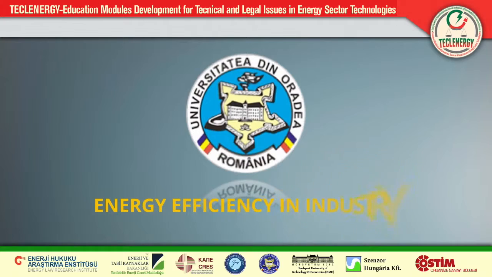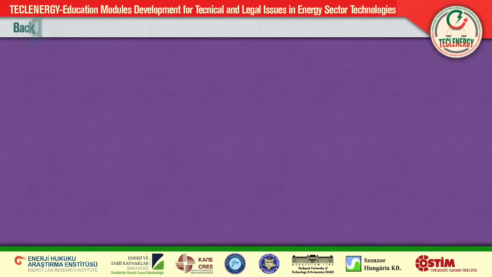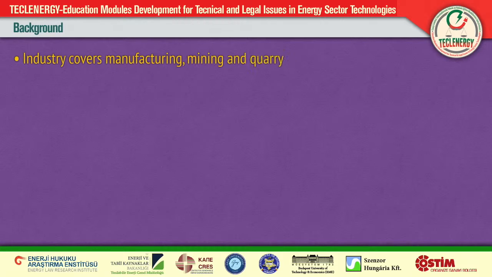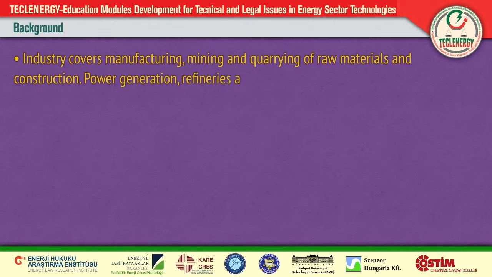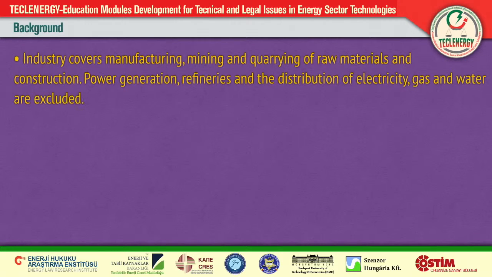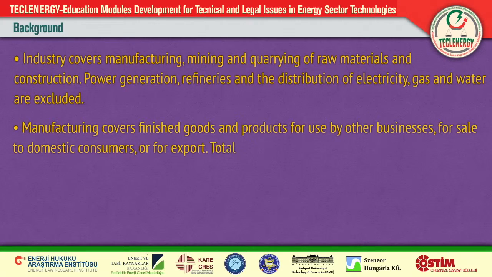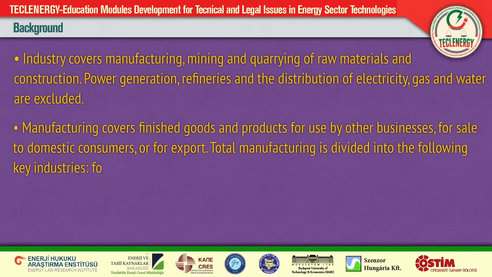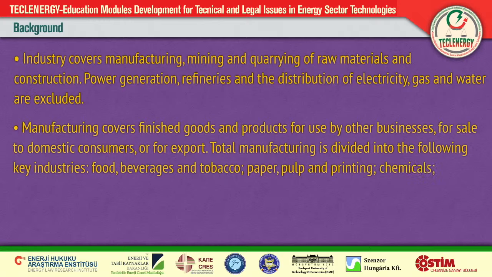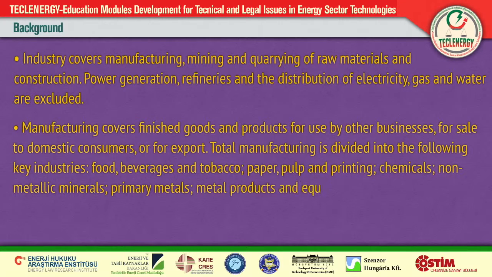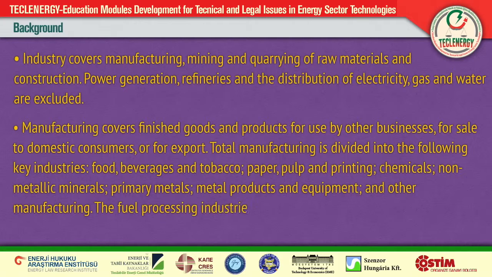Energy efficiency in industry. Industry covers manufacturing, mining and quarrying of raw materials, and construction. Power generation, refineries, and the distribution of electricity, gas and water are excluded. Manufacturing covers finished goods and products for use by other businesses, for sale to domestic consumers or for export. Total manufacturing is divided into the following key industries: food, beverages and tobacco, paper, pulp and printing, chemicals, non-metallic minerals, primary metals, metal products and equipment, and other manufacturing. The fuel processing industries and fuels used as feedstock are not included.